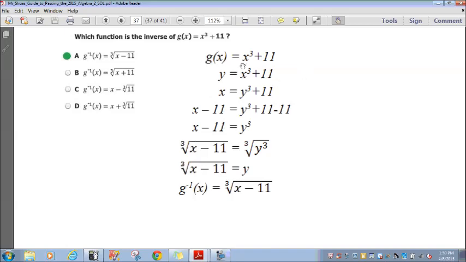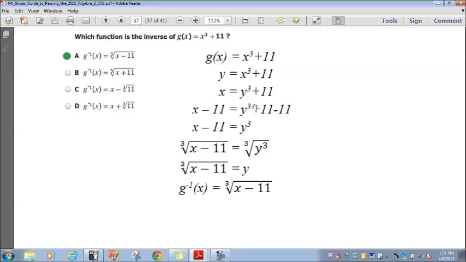So, g of x equals x cubed plus 11. First step in finding the inverse of a function, change g of x, f of x, h of x, whatever it is, to y. Y equals x cubed plus 11. Next step, switch the x and the y. So x equals y cubed plus 11. Now, you need to solve for y, and then you will have your inverse.